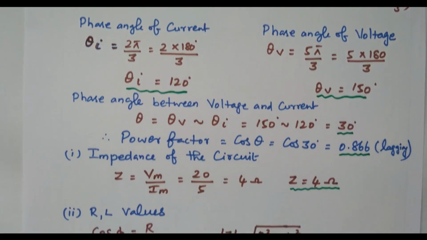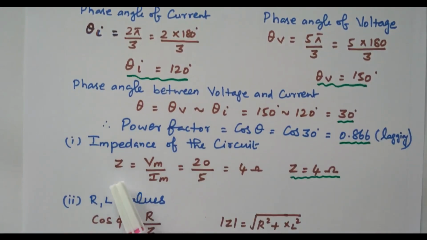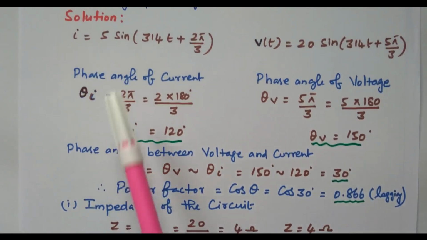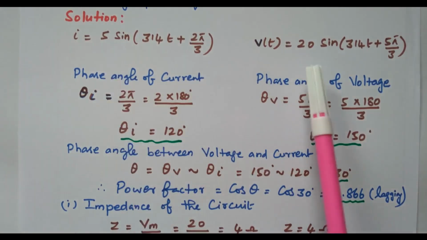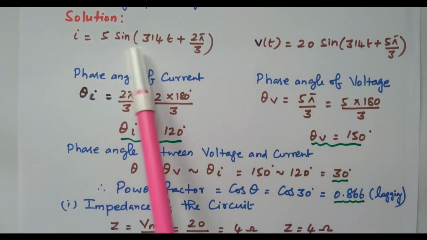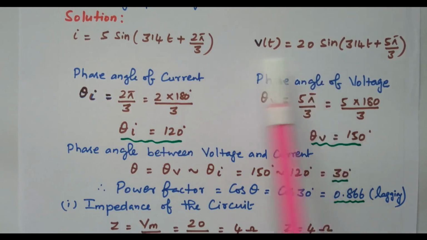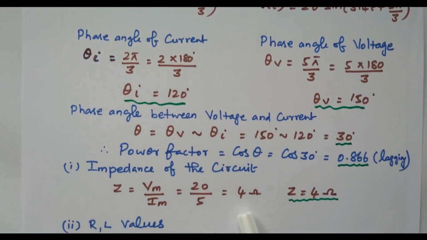Now we'll go to the next parameter, the impedance of the circuit. Impedance can be calculated as Vm by Im, just as R equals V by I. Similarly, Z equal to Vm by Im. So 20 divided by 5 is 4 ohm. This Vm and Im are already available from the equation. I equal to Im sin, similarly V equal to Vm sin. These two are the maximum values of current and voltage. By using that we calculated Z equal to 4 ohm.